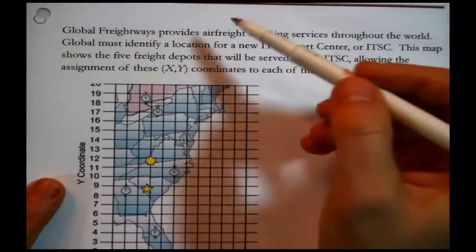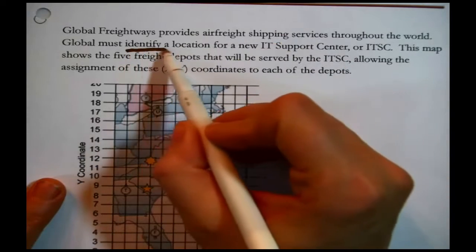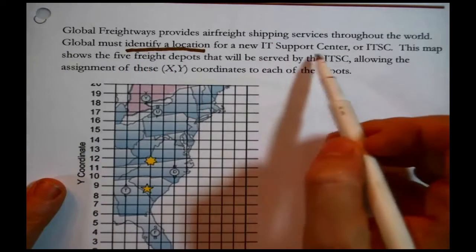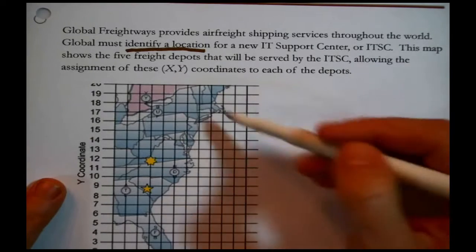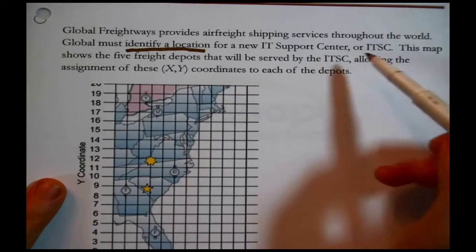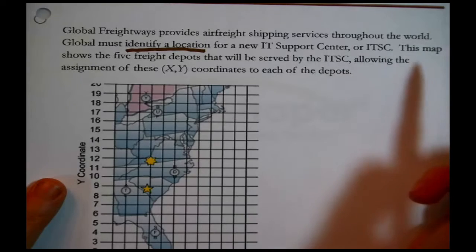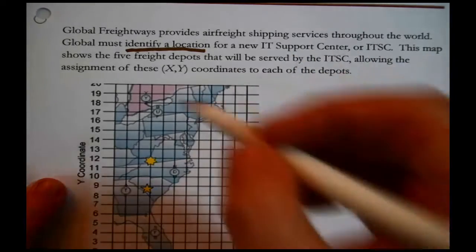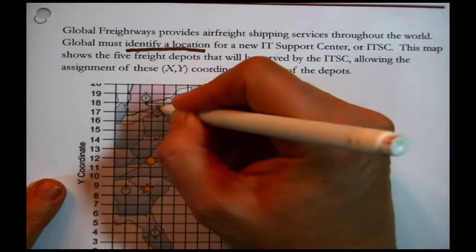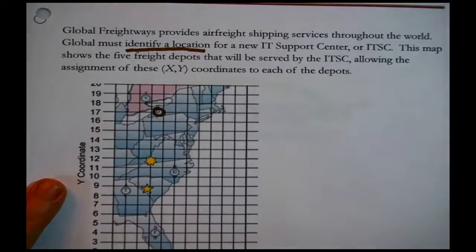Okay. Global must identify a location for the new IT Support Center, or ITSC. This map shows the 5 freight depots that would be served by the ITSC, allowing the assignment of XY coordinates to each. Now, let's actually take a look here.